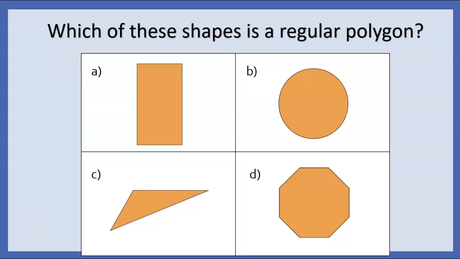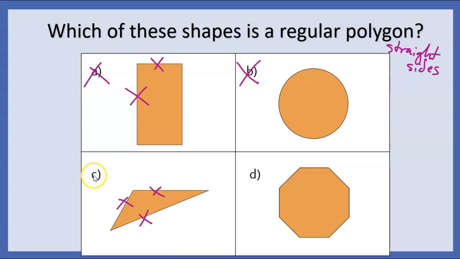So based on that definition, which one of these shapes is considered a regular polygon? Well, let's see, this rectangle probably isn't because these sides aren't the same. This is a circle, which we said wasn't even a polygon on a previous day, right? Polygons have to have straight sides. So definitely not the circle. This triangle has all different length sides, so not that one either. It must be this last one, D.